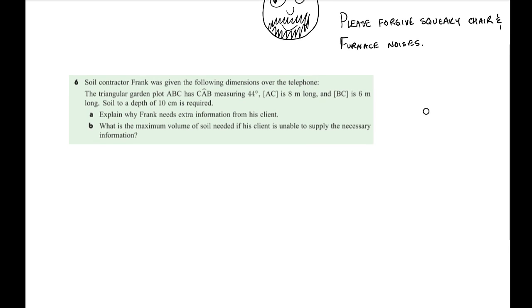Soil contractor Frank was given the following dimensions over the telephone. The triangular garden plot ABC has angle CAB measuring 44 degrees. Side length AC is 8 meters long and BC is 6 meters long. Soil to a depth of 10 centimeters is required. Explain why Frank needs extra information from his client.